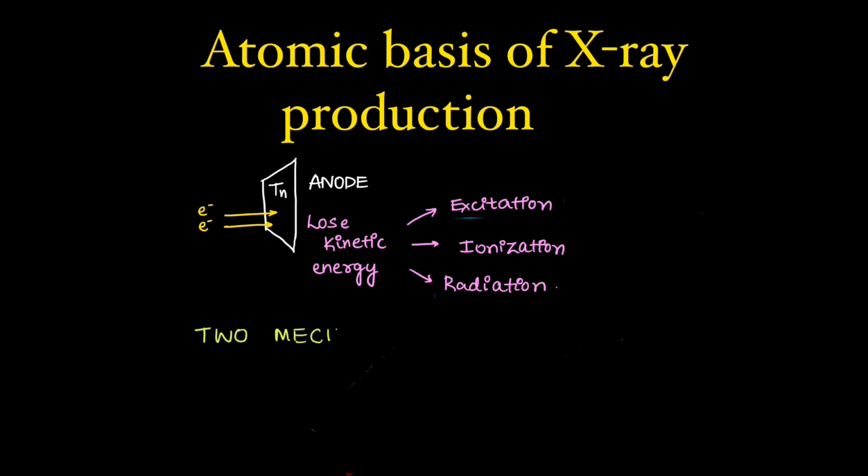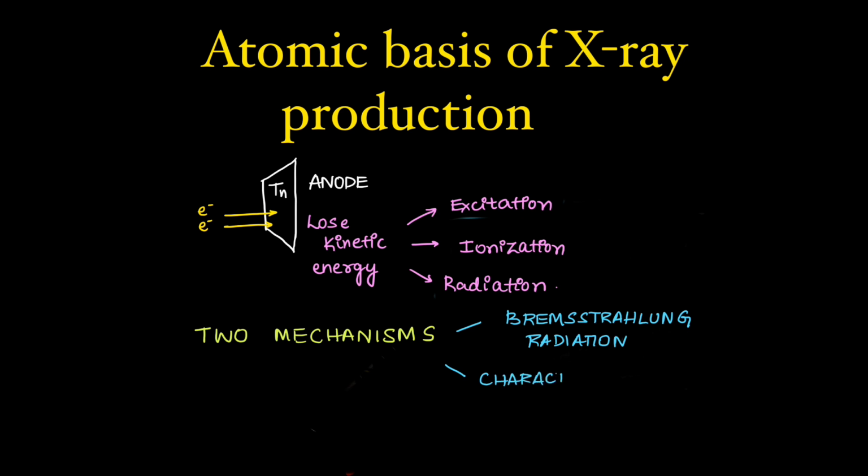X-ray is produced at the level of the anode using two mechanisms. One is called Bremsstrahlung radiation, which uses the principle of radiation. Next is the characteristic radiation, which uses the principle of either excitation or ionization. Bremsstrahlung contributes to the majority of the X-ray production. We'll see them in detail.